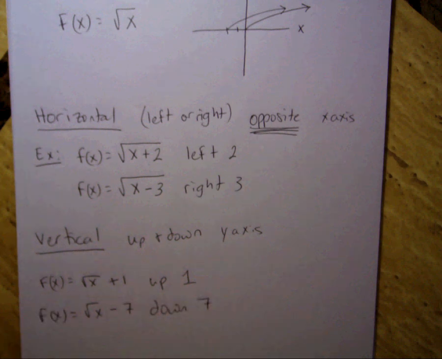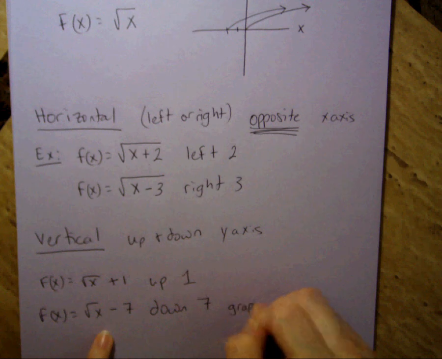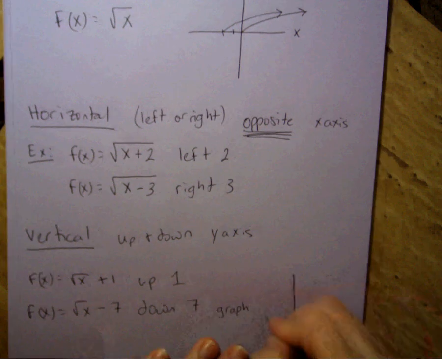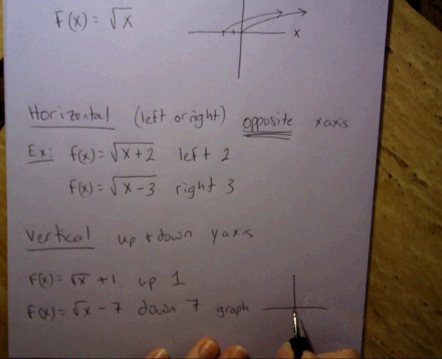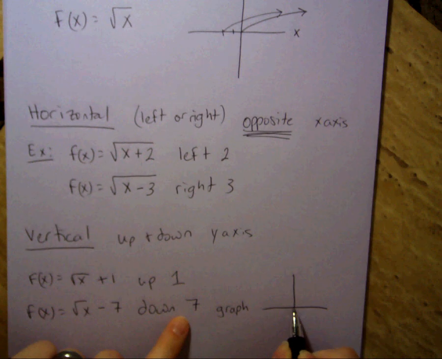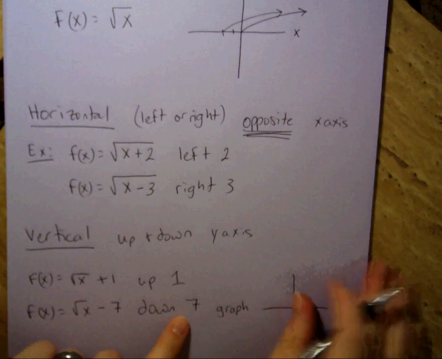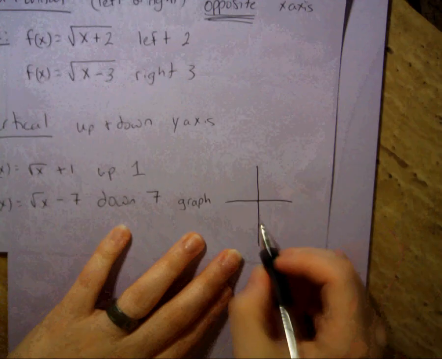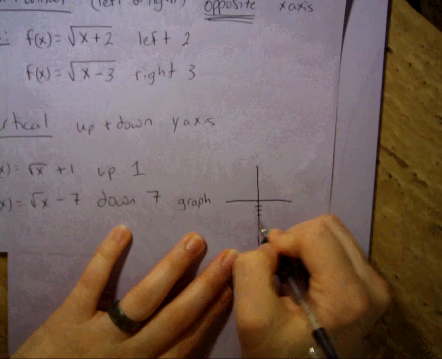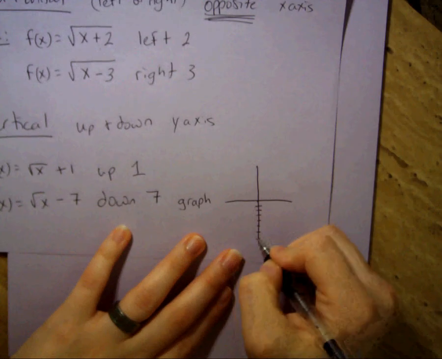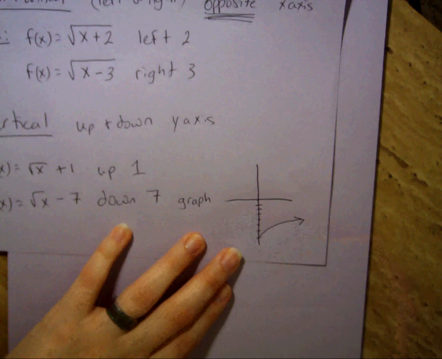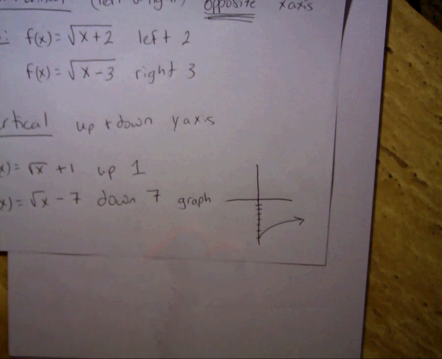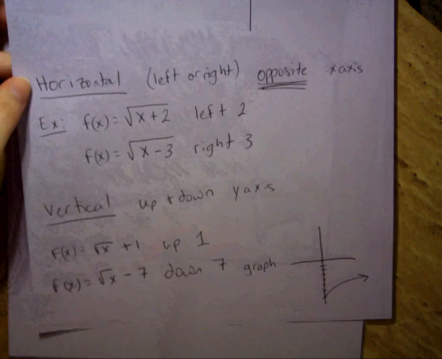And so what's that going to look like? Let's graph this one right here. I have my original parent function starts at the origin, and so this one right here, instead of starting at the origin, we would go down 7. So 1, 2, 3, 4, 5, 6, 7, and then whoop, just like that. Alright, so those are our horizontal and vertical transformations.